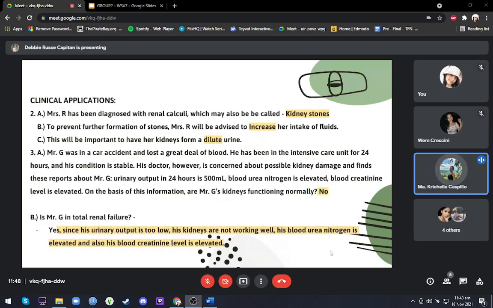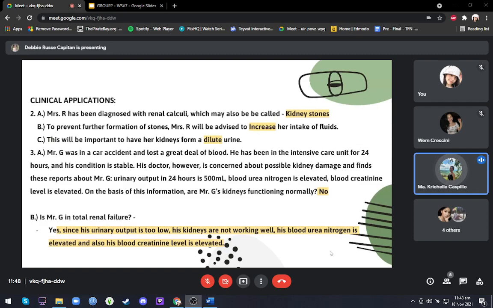Clinical. Number 2. Letter A. Mrs. R has been diagnosed with renal calculi, which may also be called kidney stones. B. To prevent further formation of stones, Mrs. R will be advised to increase her intake of fluids. Letter C. This will be important to have her kidneys form a dilute urine.